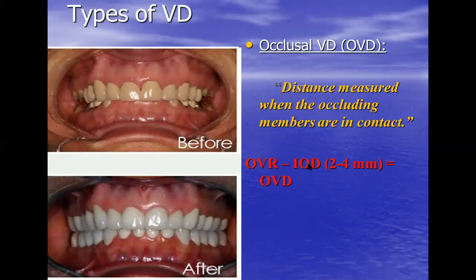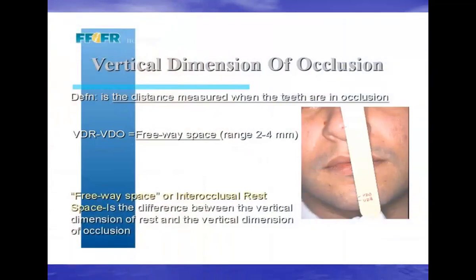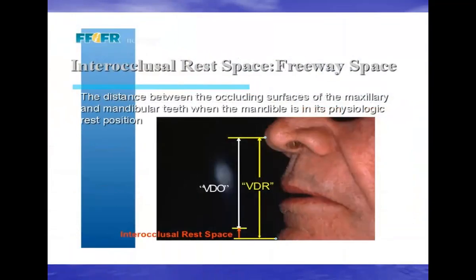Vertical dimension of rest minus IOD, this interocclusal distance of 2 to 4 millimeter, which you also call freeway space, is equal to vertical dimension of occlusion. Do not confuse yourself. Now let us discuss this 2 to 4 millimeter. What is this 2 to 4 millimeter distance? See here again, this is the interocclusal rest space, which I just called freeway space.